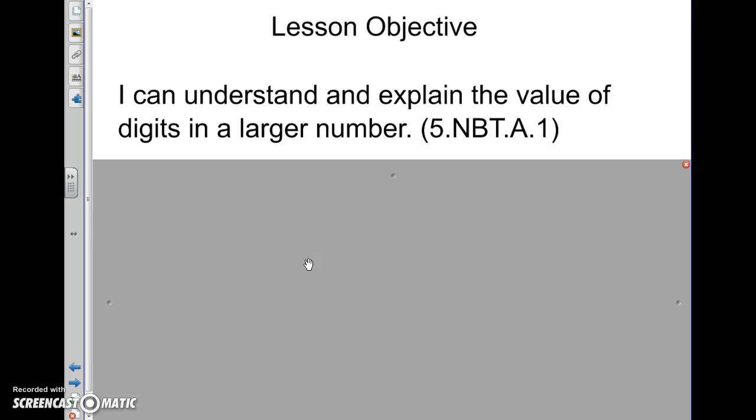Our lesson objective today: I can understand and explain the value of digits in a larger number. It's 5th grade standard, numbers base 10 A1. This one is going to be a review for many of you, and that's okay, because this is a really important one to make sure that we feel strongly about before we have the fun of jumping in and challenging ourselves with the rest of 5th grade math.